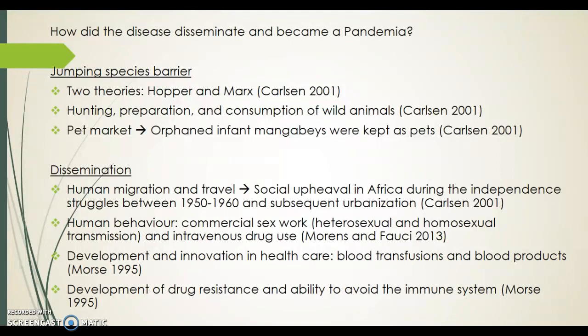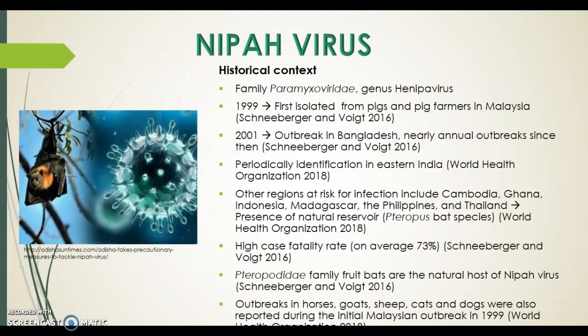There were also obviously changes in human behavior, such as commercial sex work through both heterosexual and homosexual transmission, and intravenous drug use. Actually, the prevalence of AIDS was seen among African soldiers and prostitutes. Then there was the development and innovation in healthcare, in relation to blood transfusion and blood products, and the development of drug resistance and the ability of the HIV virus to avoid the immune system.